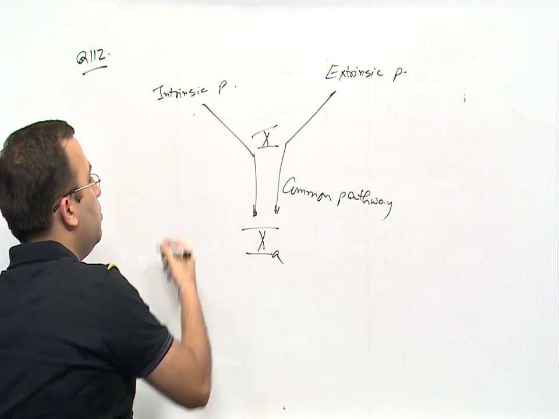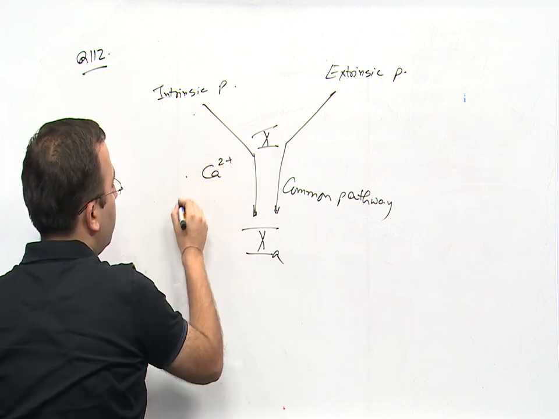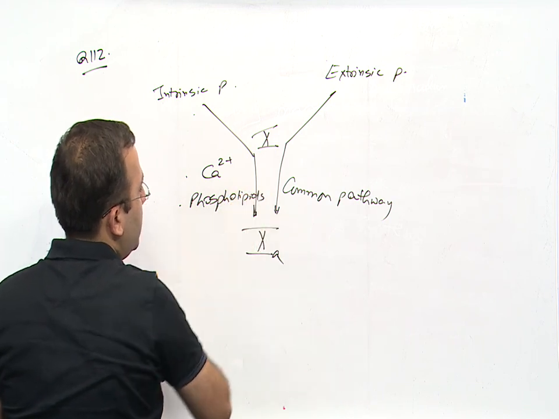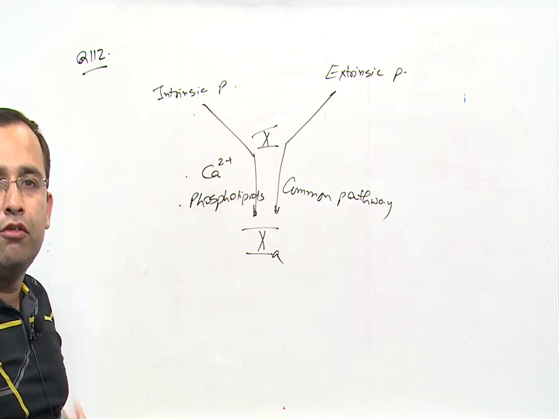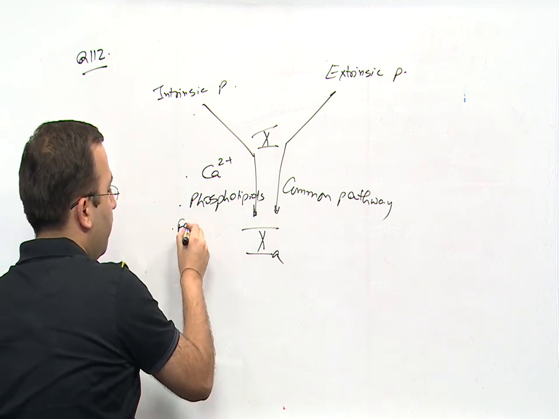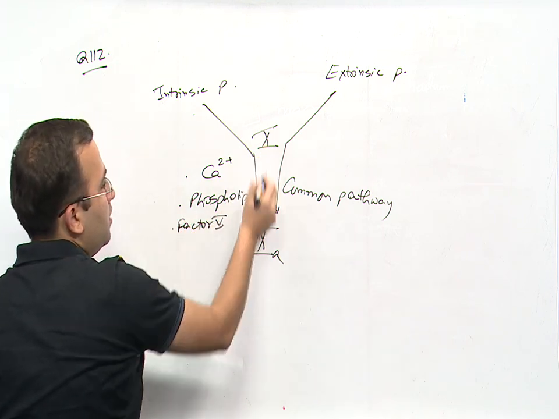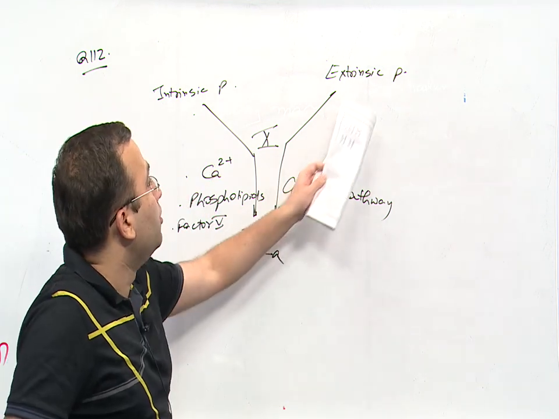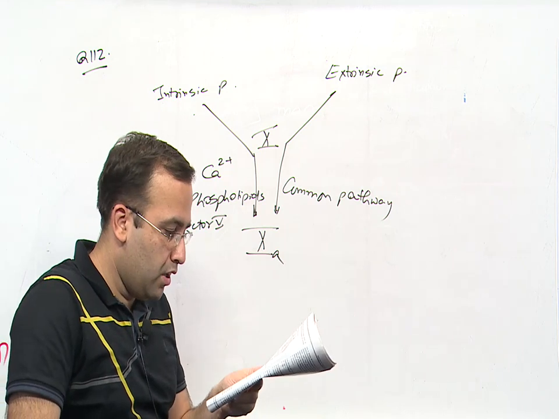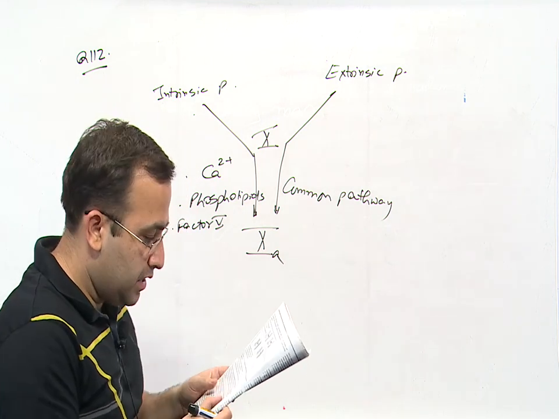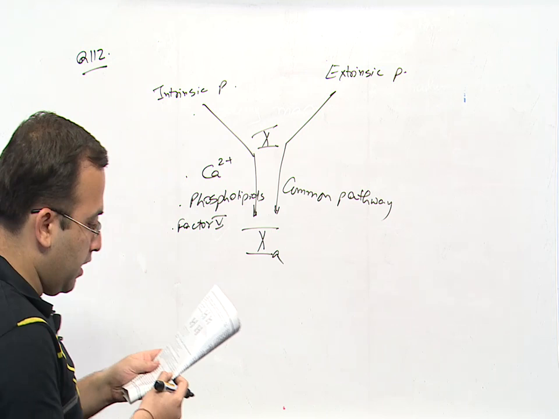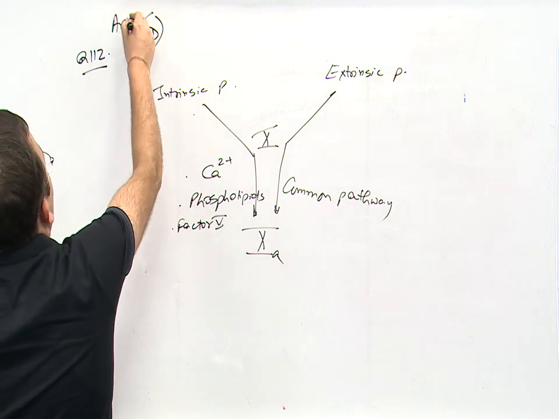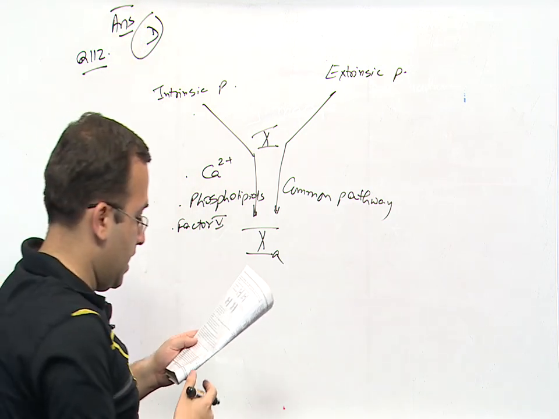Conversion of factor 10 to 10A is mediated by calcium and phospholipids along with factor 5. So factor 10 is important in both extrinsic and intrinsic pathways. All are true except that the extrinsic pathway is via contact with negatively charged surfaces. No. Answer to question 112 is D.